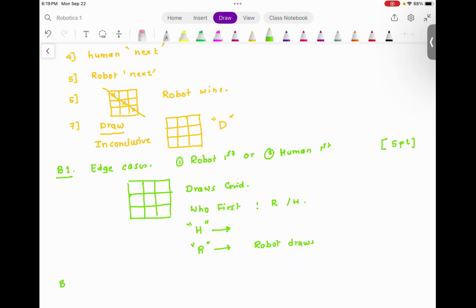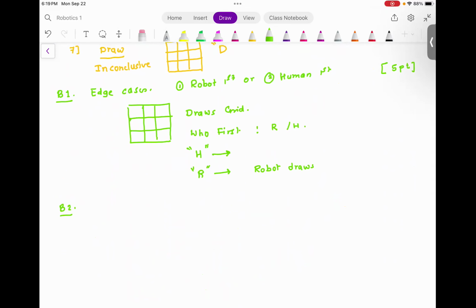B2 and B1, B2, B3 are totally optional, okay? If you don't want to do it, you don't have to do it. But if you want to get an A+, I strongly recommend you do these.